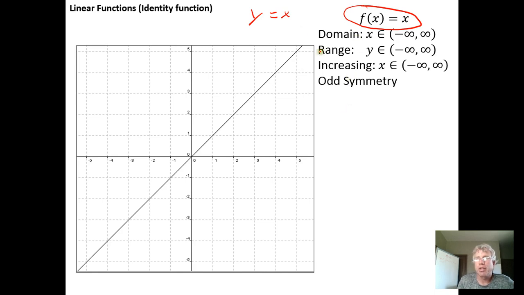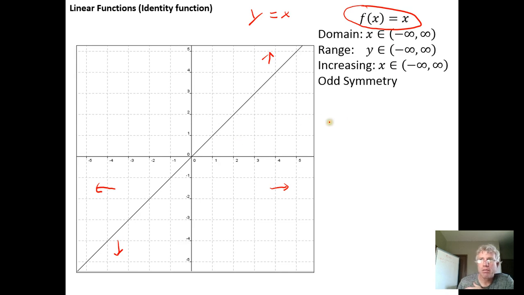You want to think about the basic characteristics of f of x equals x. Clearly its domain goes from negative infinity to positive infinity, as does its range. It's going down forever, it's going up forever, it's increasing over its entire domain. It has odd symmetry because it's a reflection of itself in the origin.